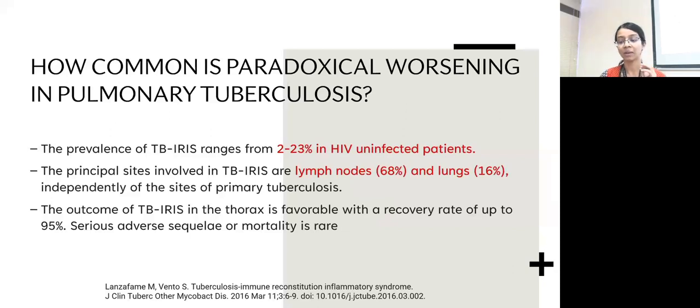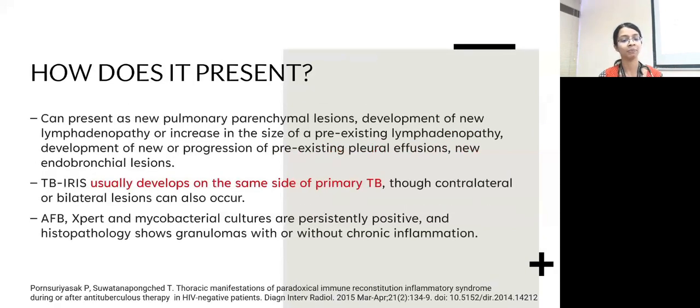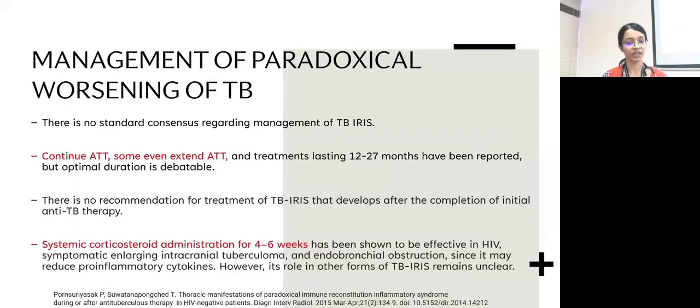CNS TB, lymph node TB, and pulmonary TB are common sites for paradoxical worsening, even if the primary tuberculosis is elsewhere. The outcome of TB IRIS in thoracic TB is pretty favorable, 95% recover fully. It can present as new parenchymal lesions, lymphadenopathy, or endobronchial lesions, and it can occur on either side.